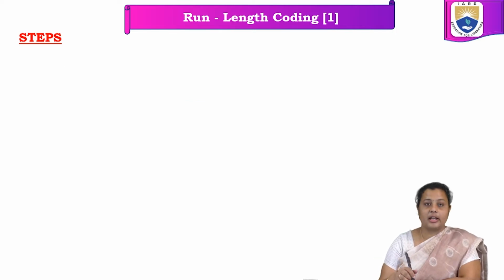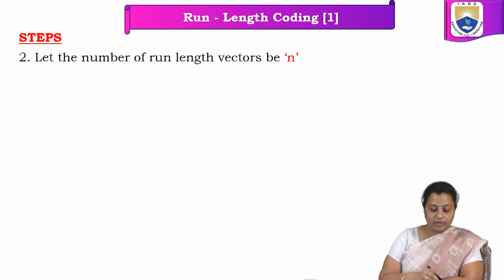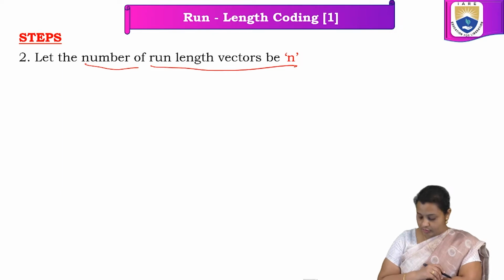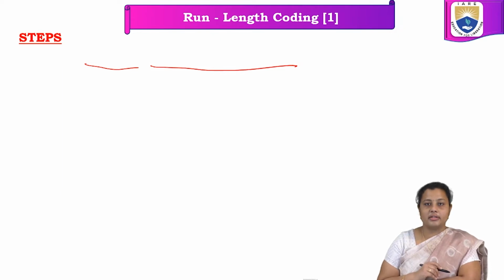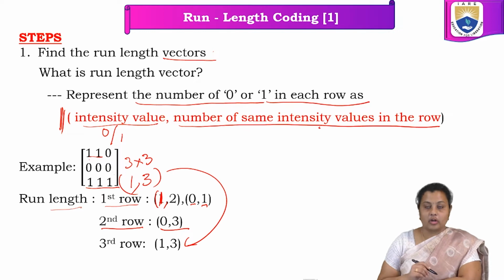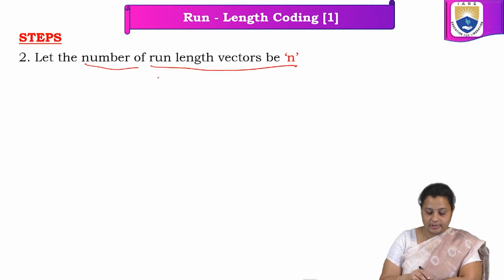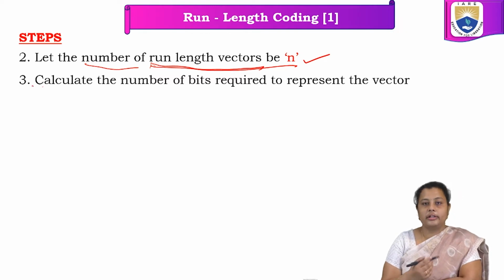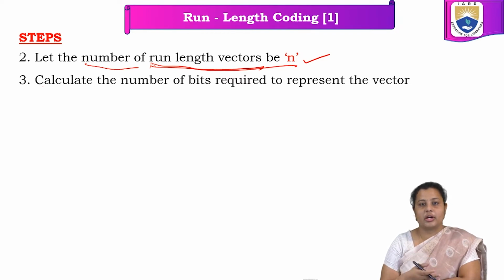Next, after writing down the run lengths, we calculate the number of run length vectors. Let us say for an image we have n run length vectors. Now we have to calculate the number of bits required to represent the vectors. Based on that, we can decide whether the image was compressed or not.